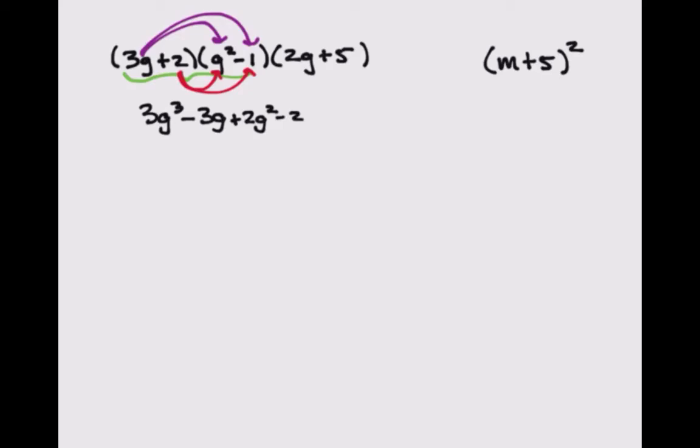All right, and we're going to take this big old polynomial and we're going to multiply it by 2g plus 5. Is it going to be a whole lot of steps? Yeah. Can we handle it? Totally. If you'd like, you can multiply it as is, or what I like to do is put this polynomial into standard form first to make things easier later.